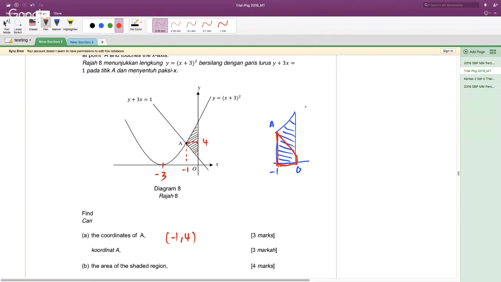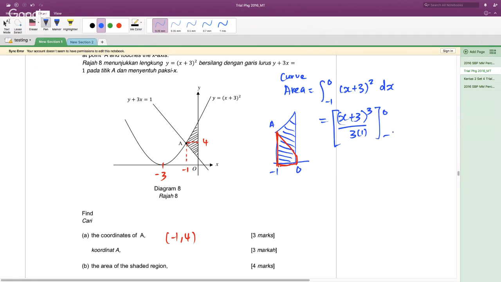So I will need to integrate the curve first. If I integrate the curve, basically it's quite easy. I will integrate from -1 to 0, and the curve is (x plus 3) squared dx. This is the area of the curve, or I can say curve area, just for you to understand. When I do the integration, I will just power plus 1, divided by the new power, and then differentiate inside. 1x will give you a 1 at the bottom. And then the limits are 0 and -1.